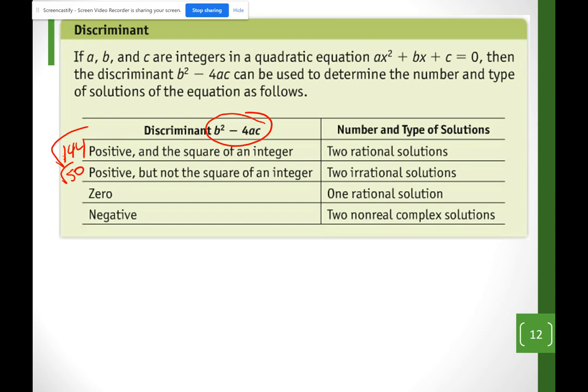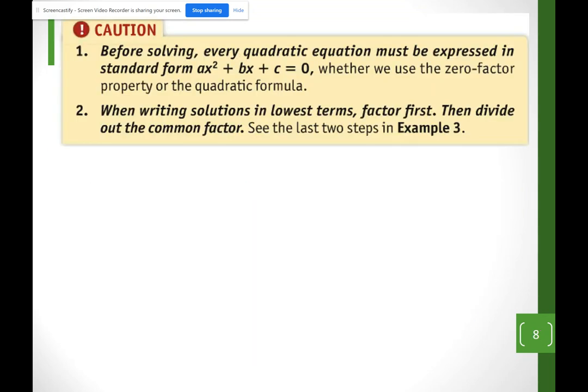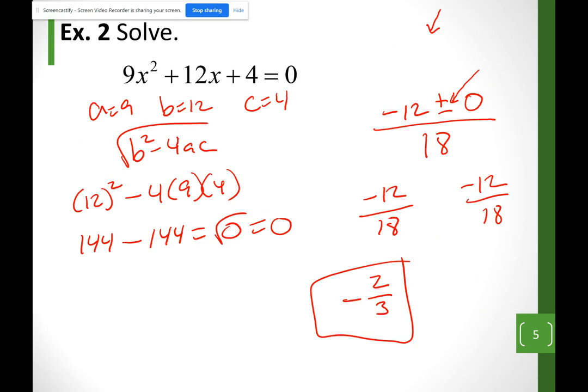Now, if my discriminant is 0, I just get one solution. As a matter of fact, we saw that in an example. Let me come back to the example where we saw it. I had a case where my square root was 0. Here, in example 2. My square root was 0. My discriminant was 0. And look, my answer was just one fraction. It could be a fraction, it could be a whole number, but I just got one solution.